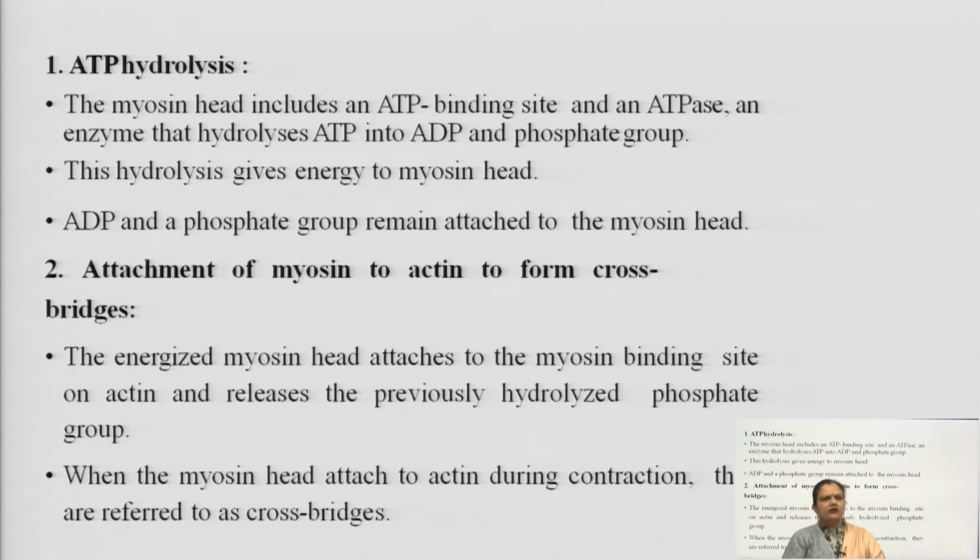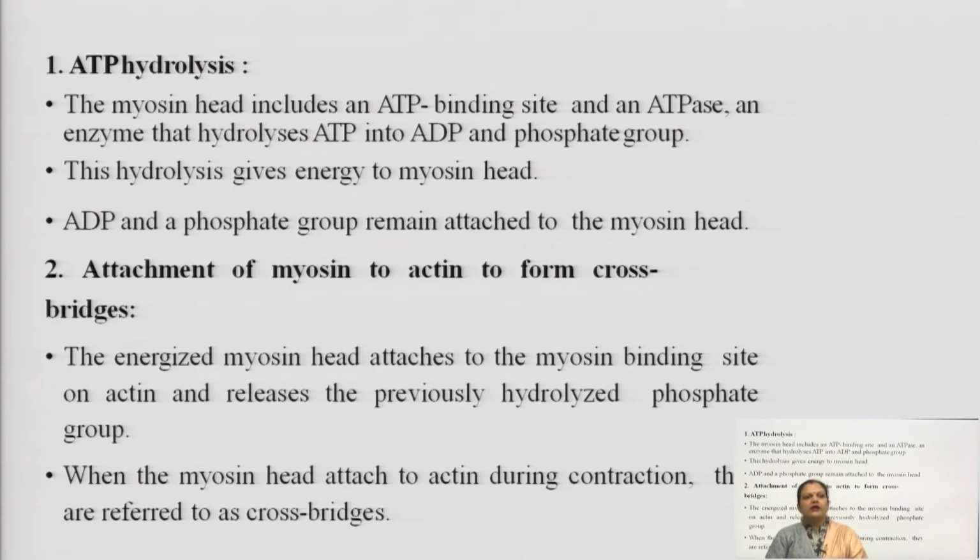So, in short, a brief on skeletal muscle contraction, or we can say the sliding filament mechanism. The first step is ATP hydrolysis. The myosin head includes the ATP binding site, and here ATPase is involved. ASE means enzymes, which are required to break down this ATP molecule. This ATPase enzyme is required for hydrolysis of ATP, adenosine triphosphate, to adenosine diphosphate, and one phosphate group is released. This hydrolysis with the help of ATPase gives energy to the myosin thick filament head.